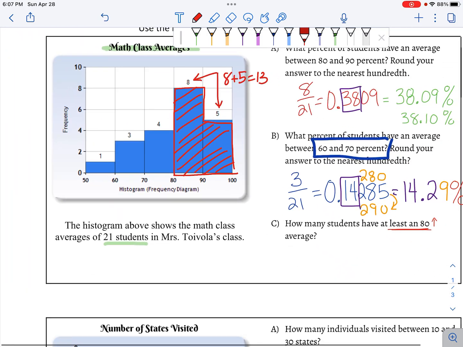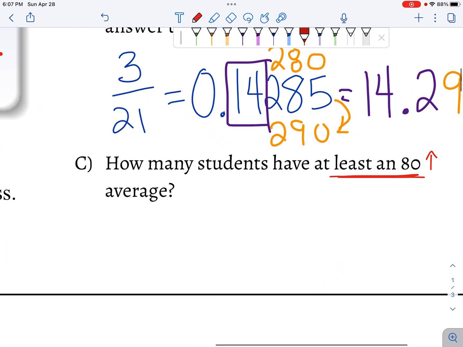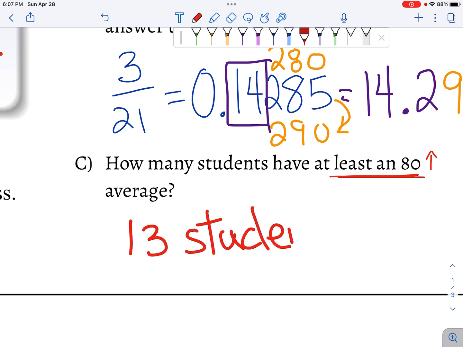So that's 13 out of 21. Oh, it doesn't even want a percent. 13 students. We could make it be a percent, but notice that one doesn't actually say it wants a percent.